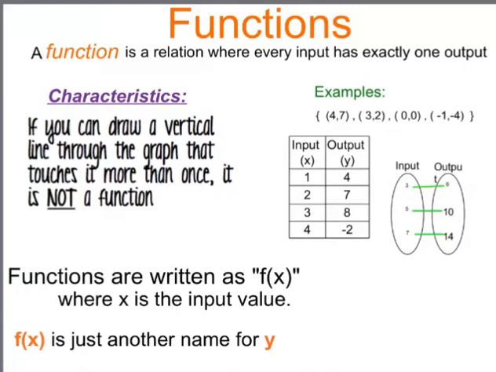So I can put in one input, just one number, and I'm going to get out only one response to that number. So you can see here all of these numbers. If I put in a 1, all I get out is a 4. If I put in a 2, all I get out is a 7. If I put in a 3, all I get out is an 8. If I put in a 4, all I get out is a negative 2. These are all examples of functions.